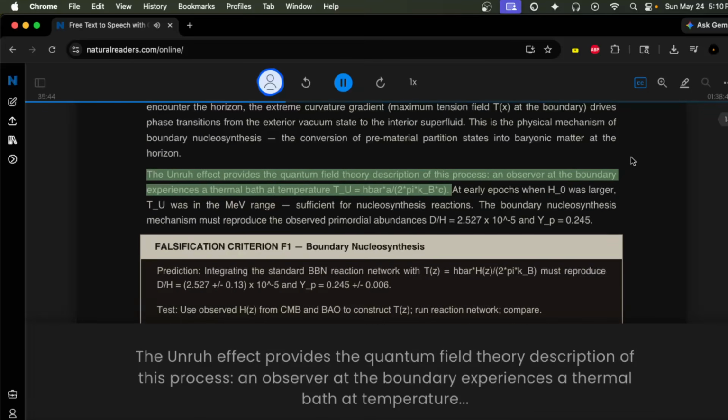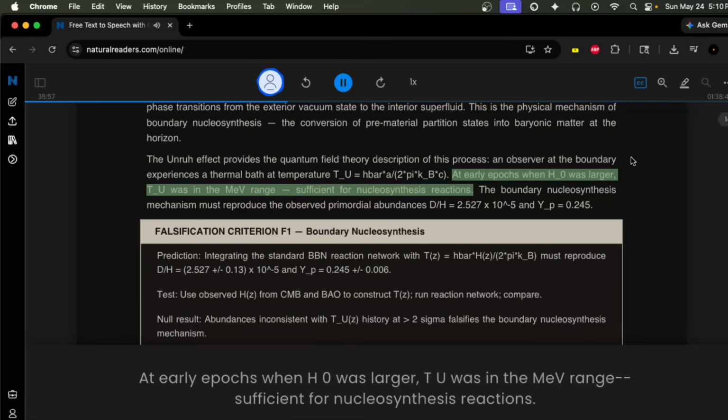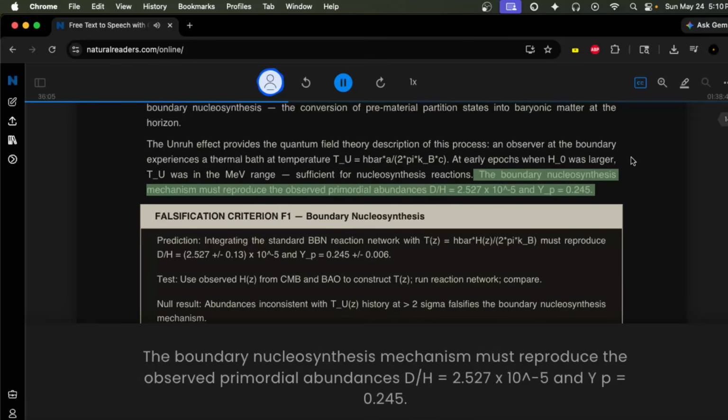The Unruh effect provides the quantum field theory description of this process. An observer at the boundary experiences a thermal bath at temperature Tu = h-bar A. At early epochs when H0 was larger, Tu was in the MeV range, sufficient for nucleosynthesis reactions. The boundary nucleosynthesis mechanism must reproduce the observed primordial abundances D/H = 2.527 times 10 to the minus 5 and Yp = 0.245.